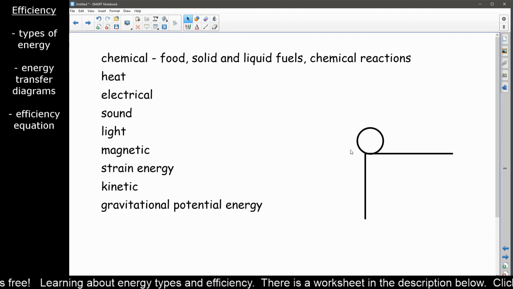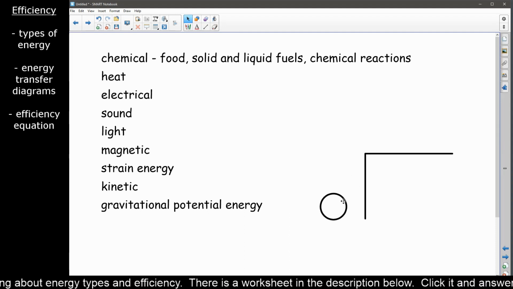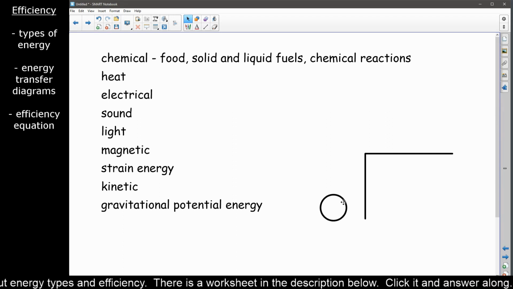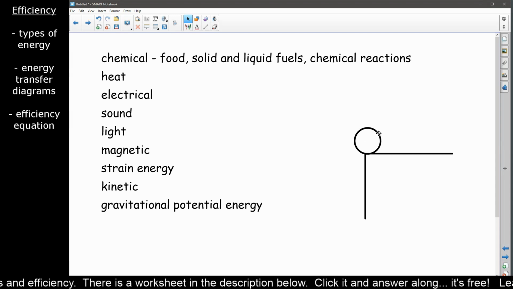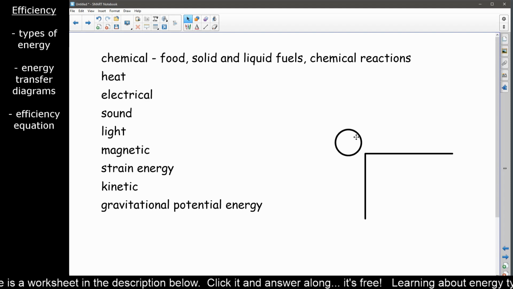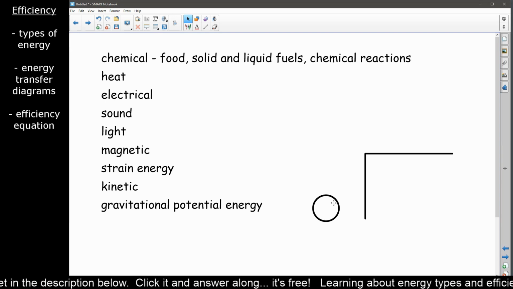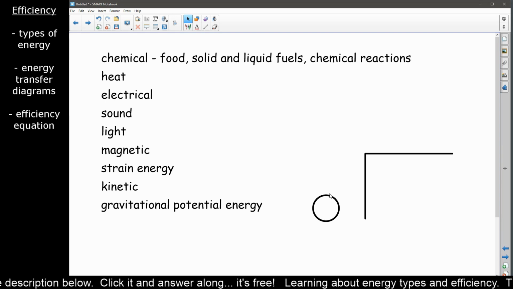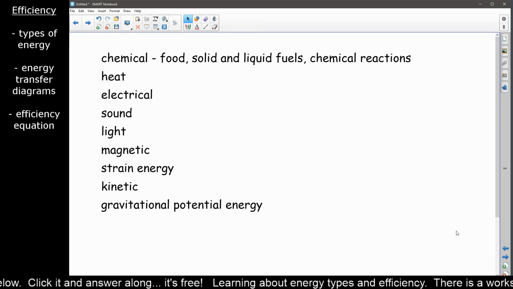Right? I've spent some energy getting it up there. If I push it off, it starts moving again. Where did it get the energy to move from? It got its energy from gravity. We put energy in, it got stored by gravity. This is called gravitational potential energy. And then when I push it off, gravity takes effect and then converts that gravitational potential energy back into another type.